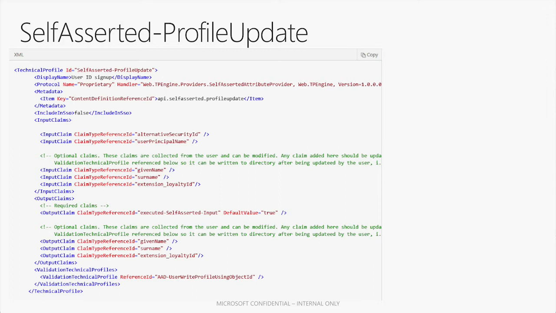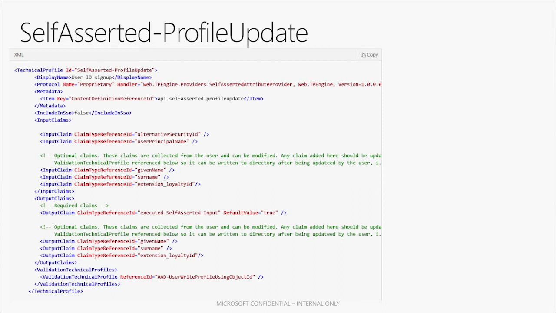So let's say we were supposed to give these values to Facebook or some other provider for pre-filling. We would send them as input claims, and then once Facebook shows the UI and we get back the value, we'll get them back as output claims. So that is the way self-asserted is modeled.